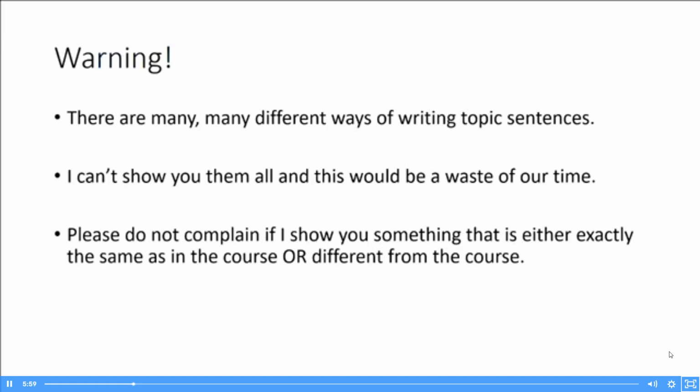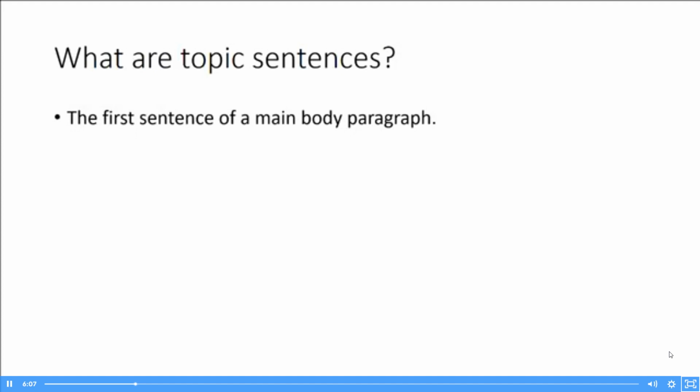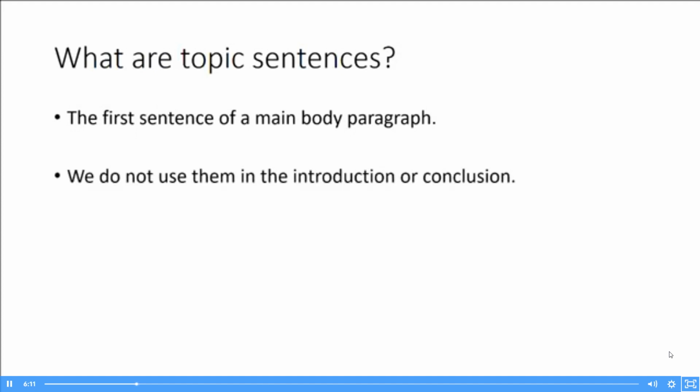It's the first sentence of a main body paragraph. So, we don't use them in the introduction, we don't use them in the conclusion. When we use them is in the main body paragraph. So, Task 2, the two middle paragraphs, so paragraph number 2 and paragraph number 3, the first sentence of those paragraphs, you're going to write a topic sentence. And they tell the reader what the main paragraph is about, hence one idea per paragraph.